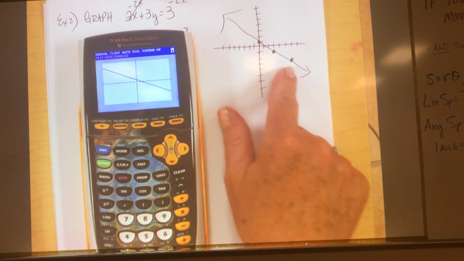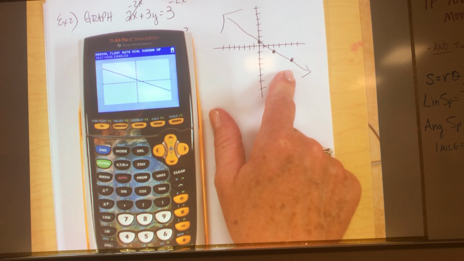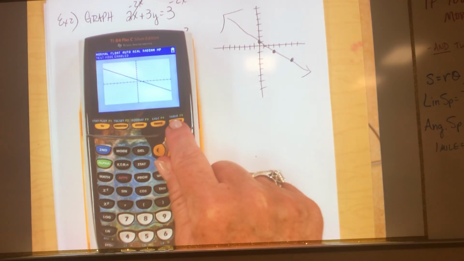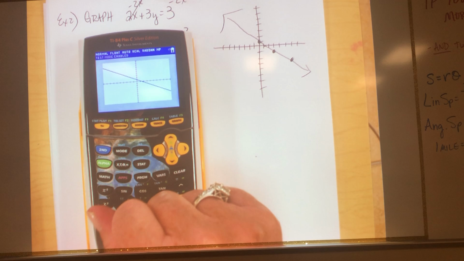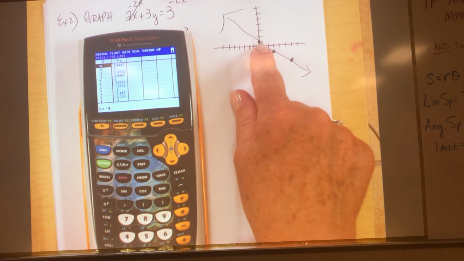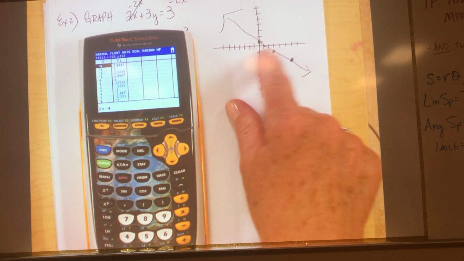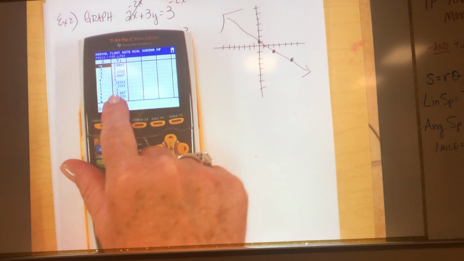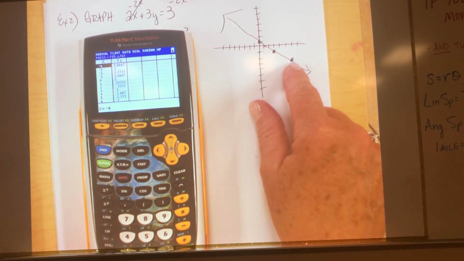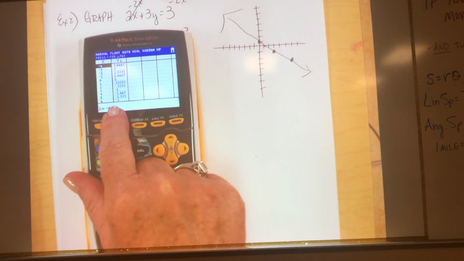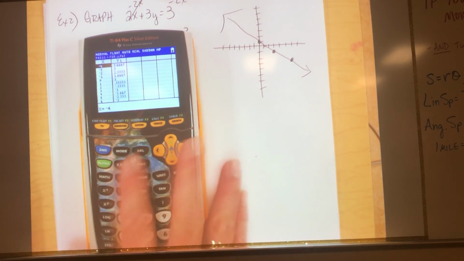Could I check these points and make sure these points were on this line? Yes. Where? There is a little table. So see up there those blue words that says table? I would go second and graph, and there's my table. There's my 0, 1. That's this point right here. This point right here is 3, -1. And this point right here is 6, -3. And there he is, 6, -3. So I could tell they're all on there.